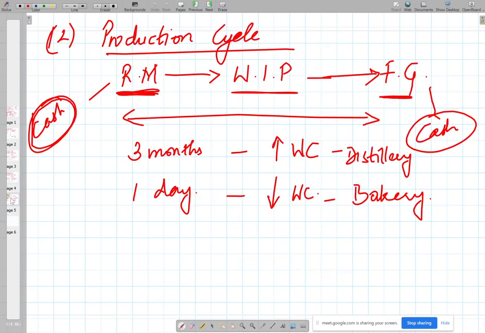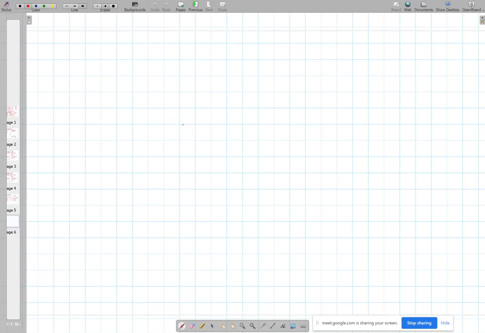And secondly, what is the length of your production cycle? How much time does it take for your raw materials to get converted into finished goods? Because the longer the production cycle, the more will be the requirement of working capital. The cash which has been invested in the raw materials will not get quickly converted into finished goods. It will not come back into the business too soon, which is why the production cycle is very important, and it decides the amount of working capital that may possibly be required.